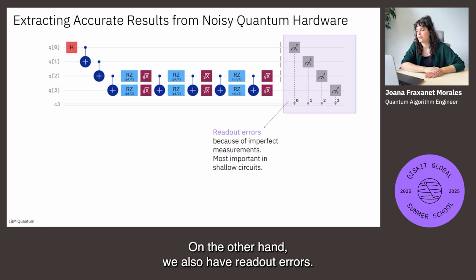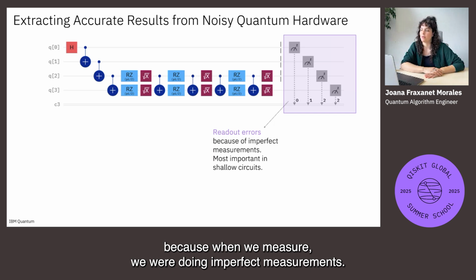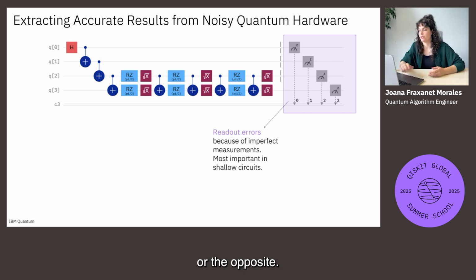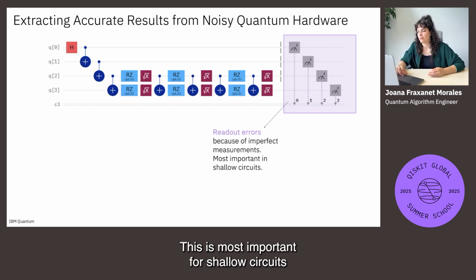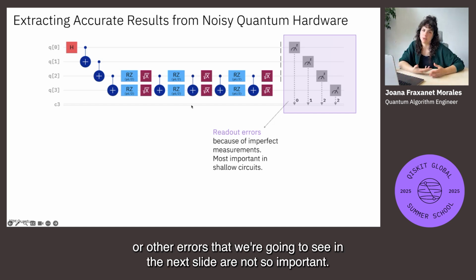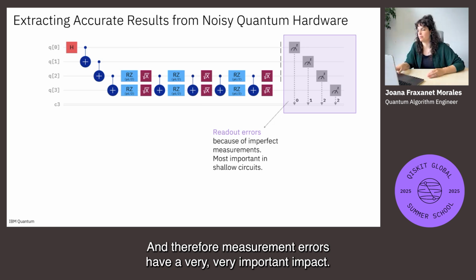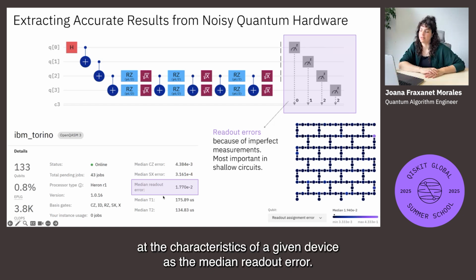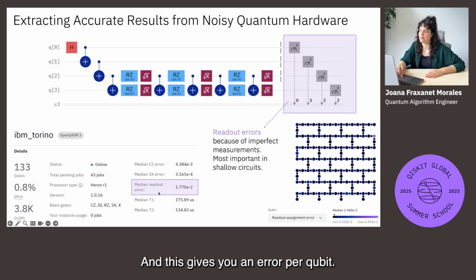On the other hand, we also have readout errors. Readout errors happen because when we measure, we're doing imperfect measurements. So sometimes we might have a qubit that is in state 1, and we measure 0 or the opposite. This is most important for shallow circuits because the other types of errors, such as environmental errors or other errors that we're going to see in the next slide, are not so important, and therefore measurement errors have a very important impact. This can be seen also when one looks at the characteristics of a given device as the median readout error. And this gives you an error per qubit.